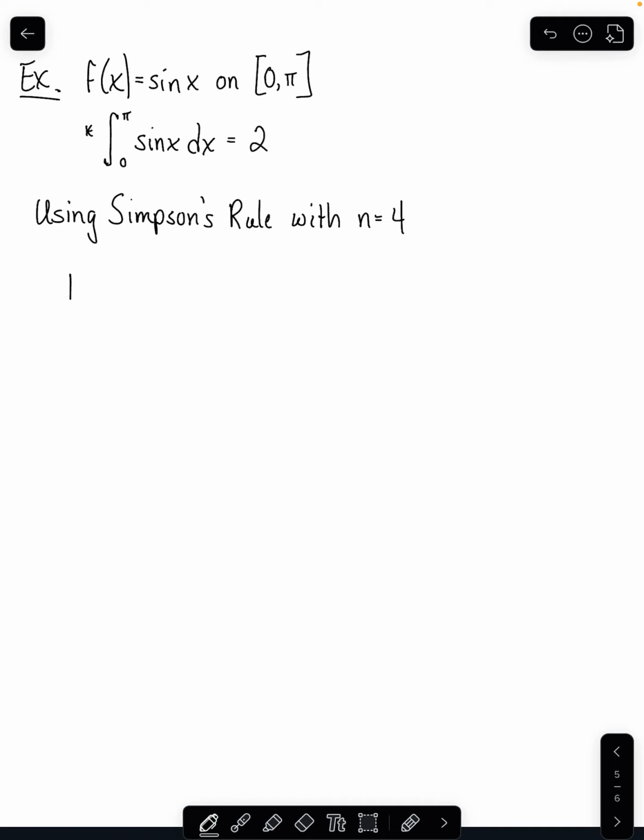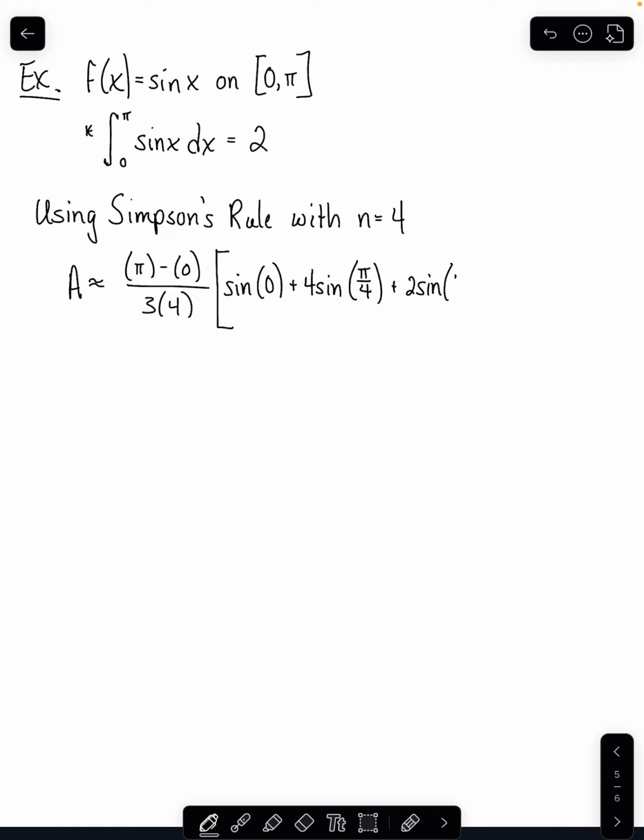In this case, the area is going to be approximated by the full width of the interval, pi minus 0, over 3 times n, which is 4. And then that's going to be multiplied by sine of 0 plus 4 times sine of pi over 4 plus 2 times sine of pi over 2 plus 4 times sine of 3 pi over 4 plus 1 times sine of pi.